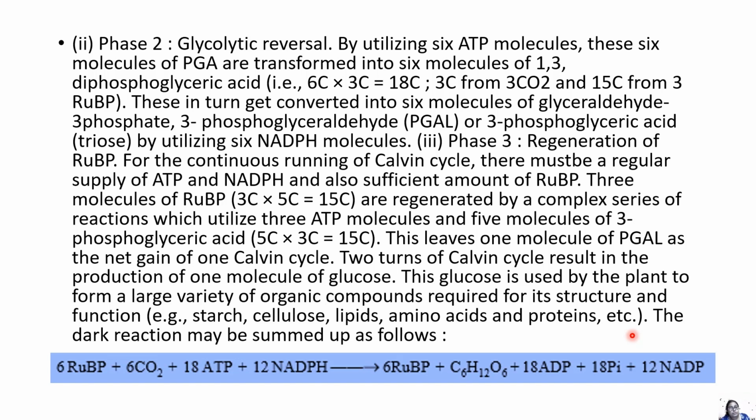For the continuous running of the Calvin cycle, there must be a regular supply of ATP and NADPH and also a sufficient amount of RuBP. So 3 molecules of RuBP are regenerated by a complex series of reactions which utilize 3 ATP molecules and 5 molecules of 3-phosphoglyceraldehyde. This leaves 1 molecule of PGAL as the net gain of 1 Calvin cycle. So 2 turns of the Calvin cycle result in the production of a molecule of glucose, and this glucose is used by the plant to form a large variety of organic compounds required for its structure and function. Okay.